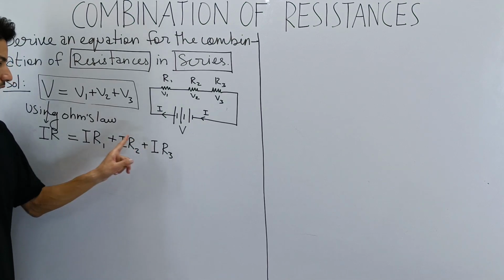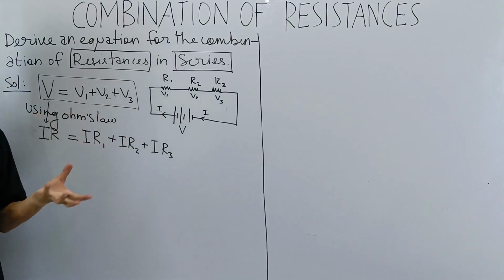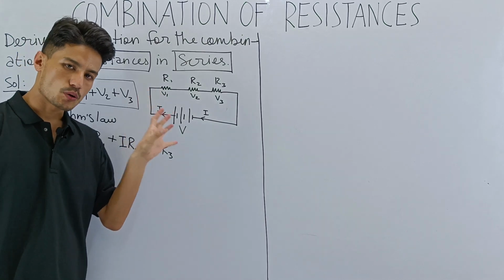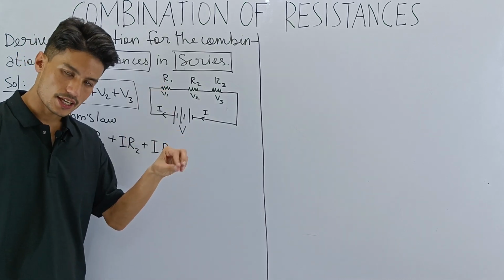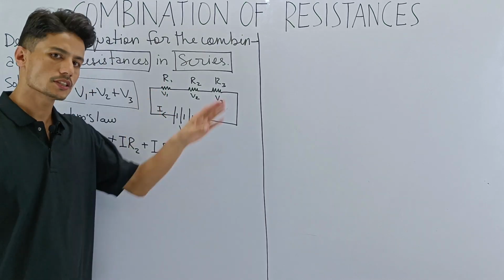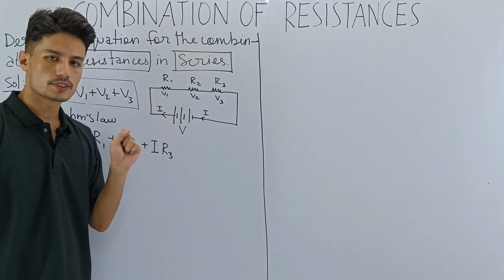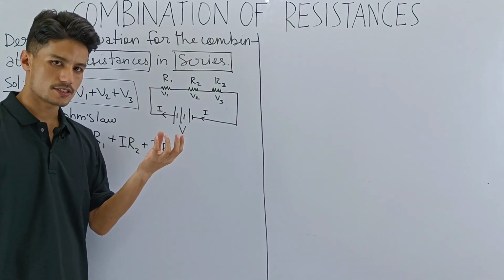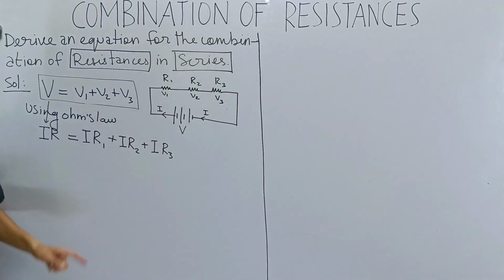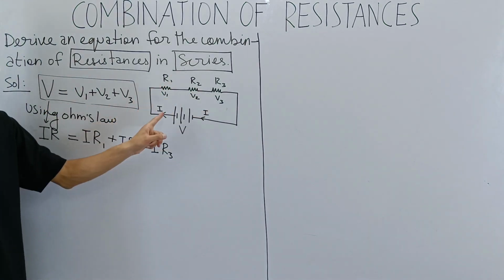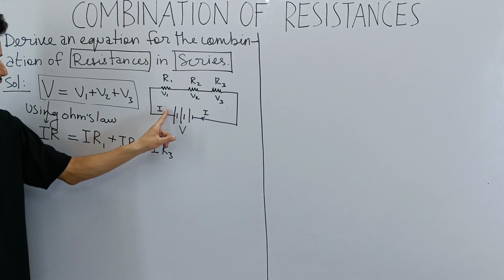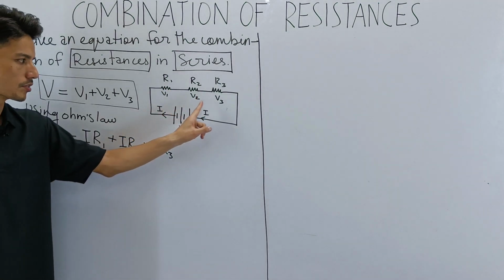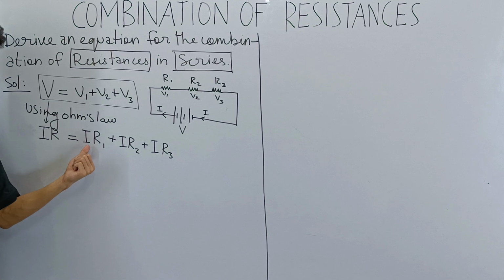The reason I am taking I is because, in both types of combination, there is a quantity which gets divided and a quantity which remains constant throughout the system. In series combination, which quantity remains constant? Yes, very good, current. Since current remains constant across the entire system, the same current flows across R1, the same current flows across R2, the same current flows across R3. So that is the reason why I'm writing I.